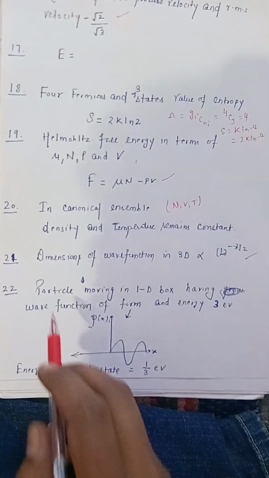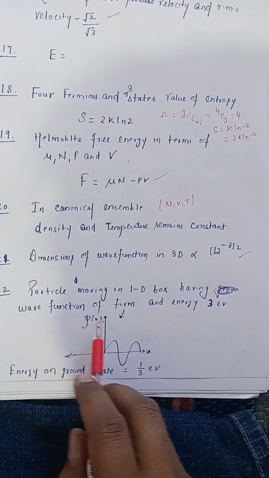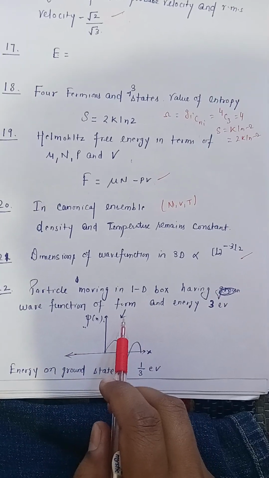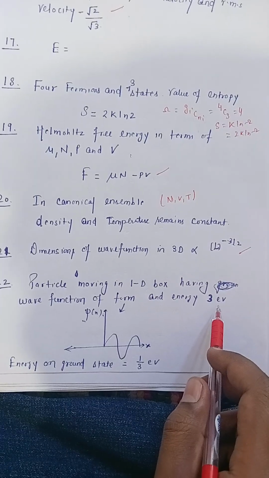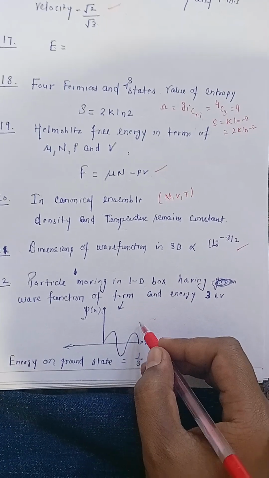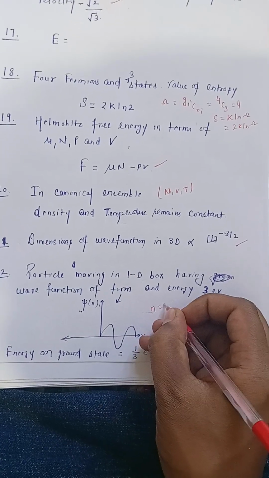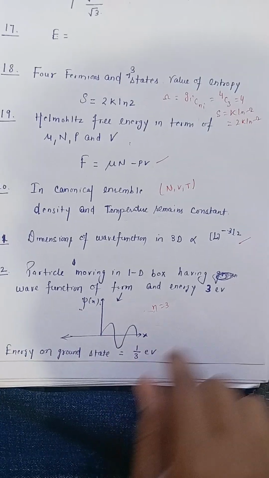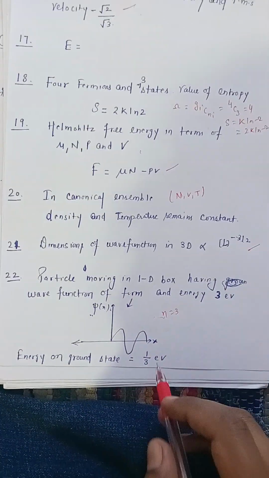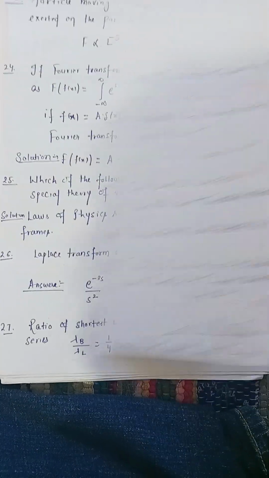Then a question was asked that a particle moving in 1D box having wave function of form this and energy of 3 electron volt. So this is the wave function for n is equal to 3 state, and we were asked to find energy of ground state. So it will be 1 by 3 electron volt. This was the correct option.